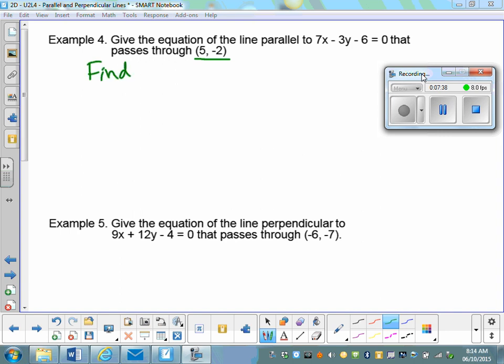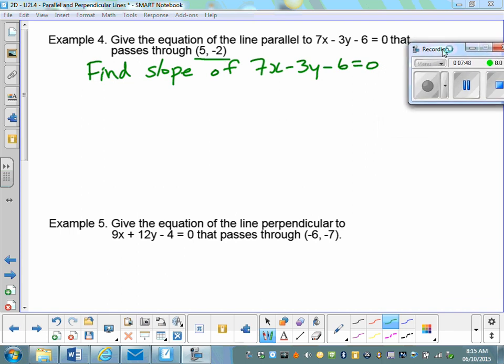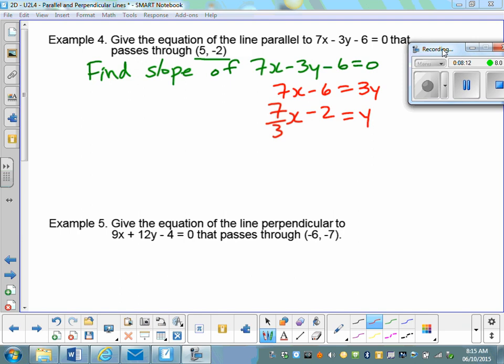So I'm going to find the slope of 7x minus 3y minus 6 equals 0. I'm going to do the same thing I did before. I'm going to move the minus 3y to the other side, change it to plus 3y. And then I'm going to divide each term by 3. So minus 6 divided by 3 is going to be minus 2. So my slope is equal to 7 over 3. So my parallel slope is going to be 7 over 3 as well.